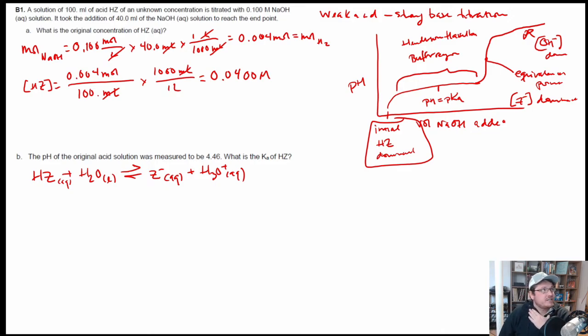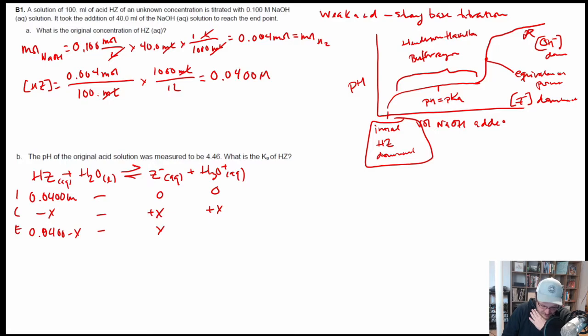We know what the initial concentration is of our HZ, so we can set up our ICE table. In that case, what we have is an initial concentration of 0.0400 molarity. The waters don't matter. The Z minus starts off with 0. H3O plus starts off with 0. We lose X of HZ. We gain X of Z minus. We gain X of H3O plus. And so at the end of that equilibrium, we have 0.0400 minus X concentration for the HZ, and we should have X for Z minus and X for H3O plus.